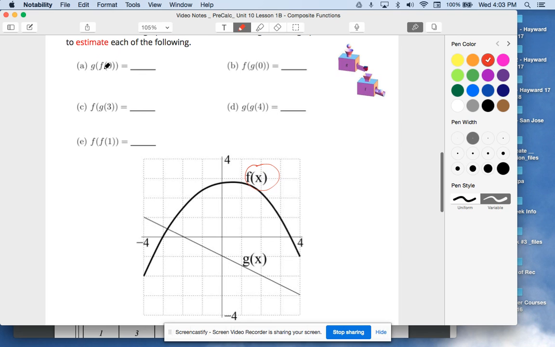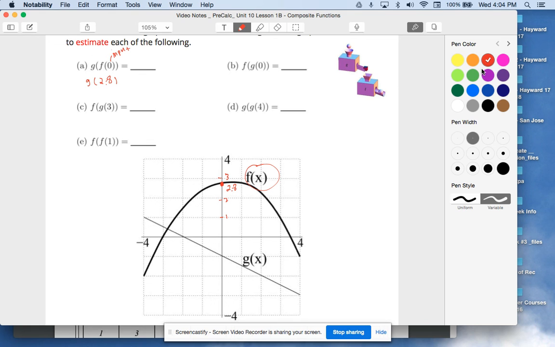So here we have f of 0. So f of 0 ends up being, remember this is our input, right? So we want to figure out what is f of 0. So here we have, again, 1, 2, and 3. And so f of 0 is the same as this point here on the function. And that we're going to estimate. So that's approximately like 2.8, right? So now we write 2.8.